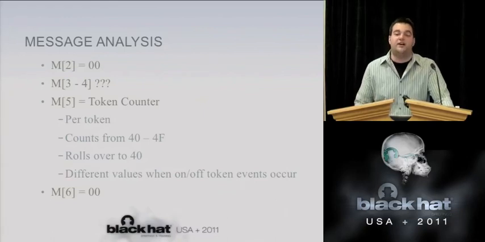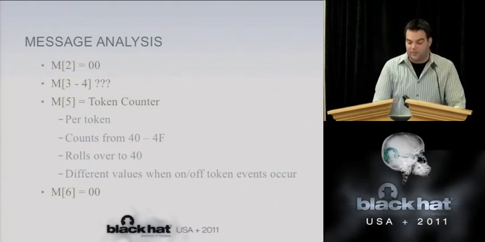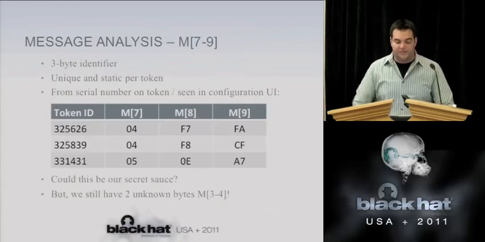Each of the tokens has an on and off button, things like that. When you press those buttons, different values go through for this token counter to signal someone pressed the off button or the on button, and it does logging of these things. M6 is another null byte. And then we have our last 3 bytes.